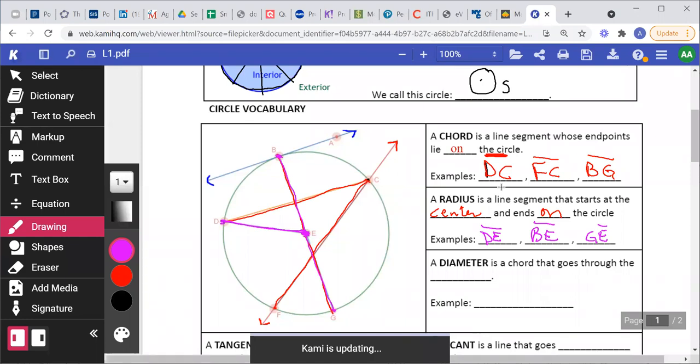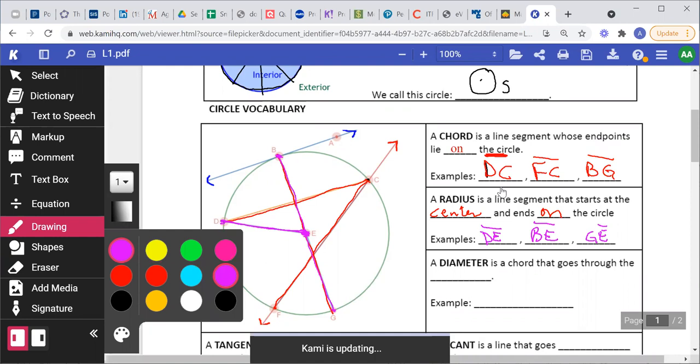And then this is another new word here. We are just trying to see vocabulary on that circle. A diameter is a chord that goes through the center. A chord that goes through the center.